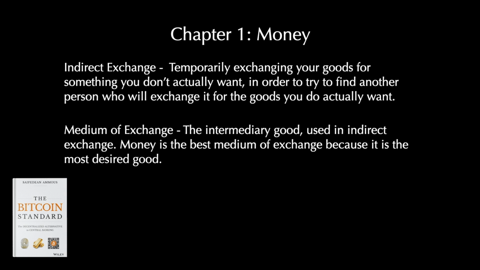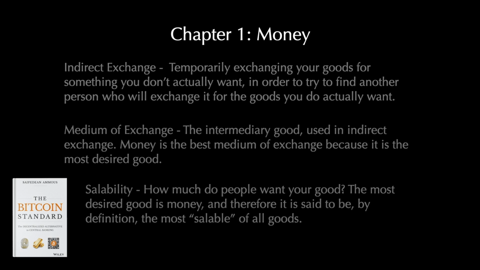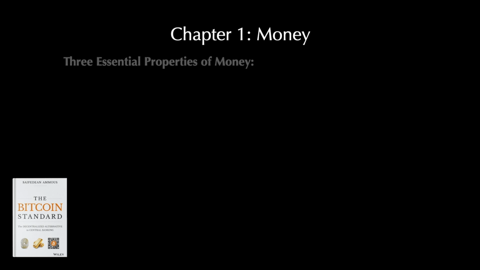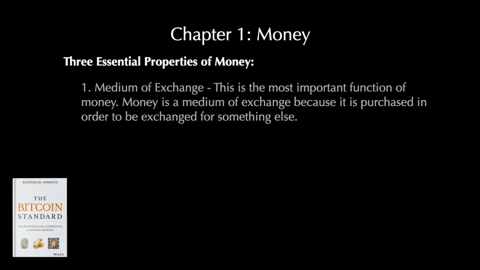The concept of salability simply means how much do people want your good. The most desired good is money, and therefore it is said to be, by definition, the most salable of all goods. There are three essential properties of money. Number one, medium of exchange. This is the most important function of money. Money is a medium of exchange because it is purchased in order to be exchanged for something else.